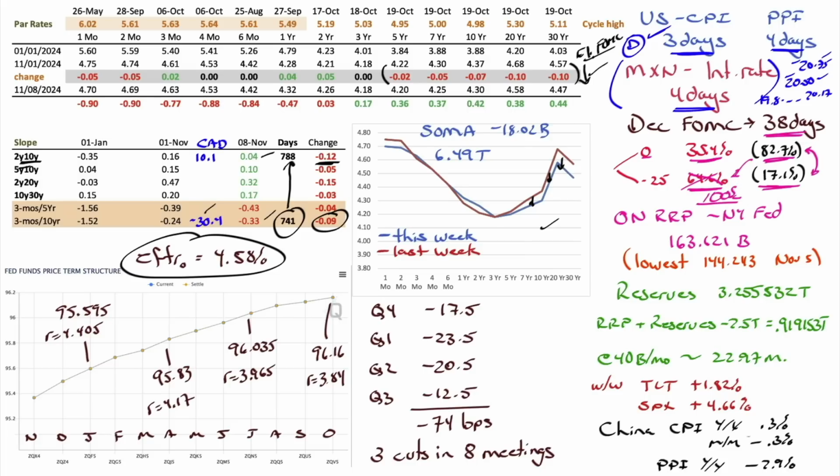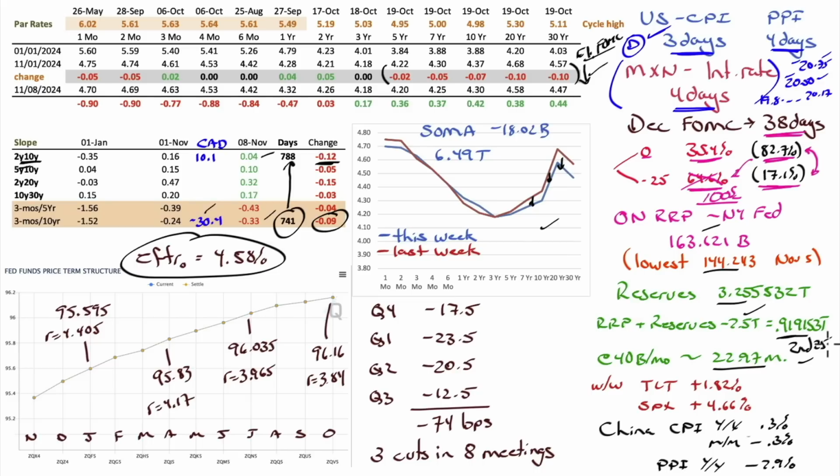Look at the reverse repo, 163 billion. The lowest level was hit on November 5th at 144 billion. Reserves sitting at 3.2 trillion. So excess over ample. My guess as to ample is 919 billion at 40 billion a month, 23 months. My guess is by the second quarter of 25, they'll be talking about slowing the pace of this down because they don't want to run right to the level that they think is ample.